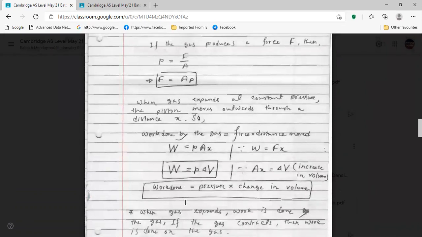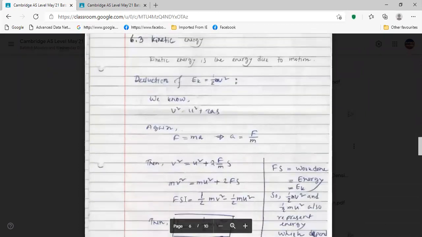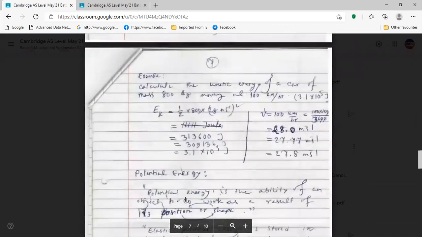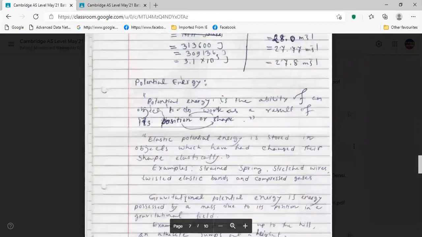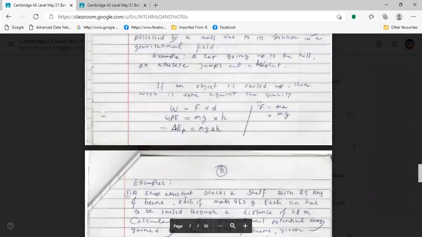Work done. You just remember this equation. Work done equals force into distance moved. There is another relationship here. Work done equals pressure into change in volume. Yes sir, this one you should remember. And we have kinetic energy, we know. Potential energy, elastic potential energy, you don't know.